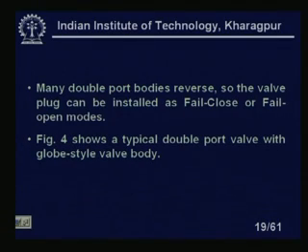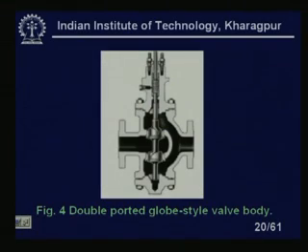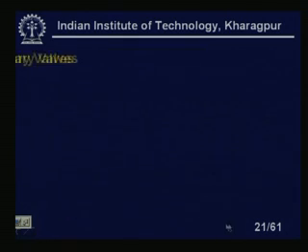Figure 4 shows a typical double port valve with a globe style valve body. This is a globe style valve body and it is a double port. You see there are two ports and two seats. Liquid can flow through this one or through this one, so in different positions liquid will flow through one or the other. So it is a double port globe style valve body.